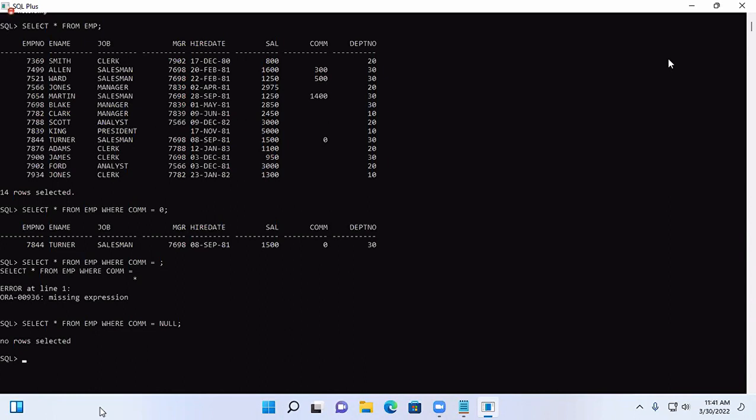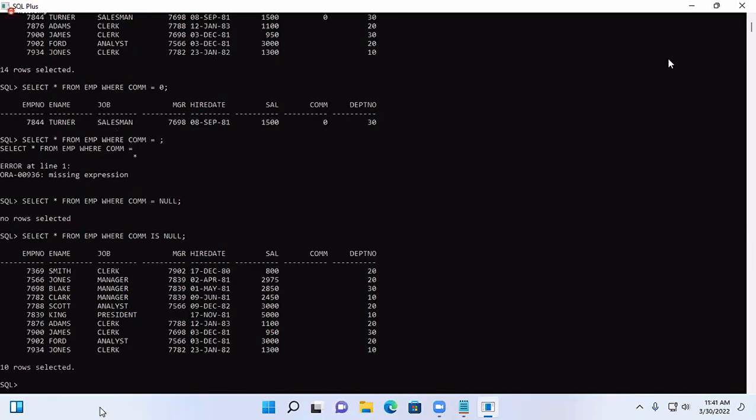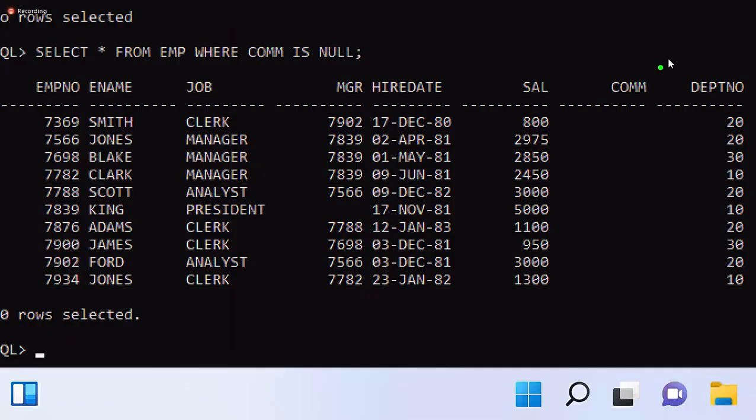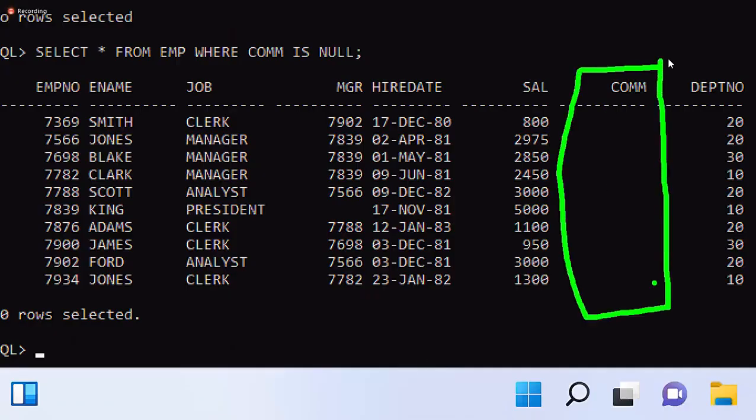So to avoid this problem, we must use the IS keyword to check empty cells. Now we can see all the empty people. But in this result, did you get 0? No. So tell me, is 0 equals to null or not equals to null? Not equals to null. Okay, write down below.